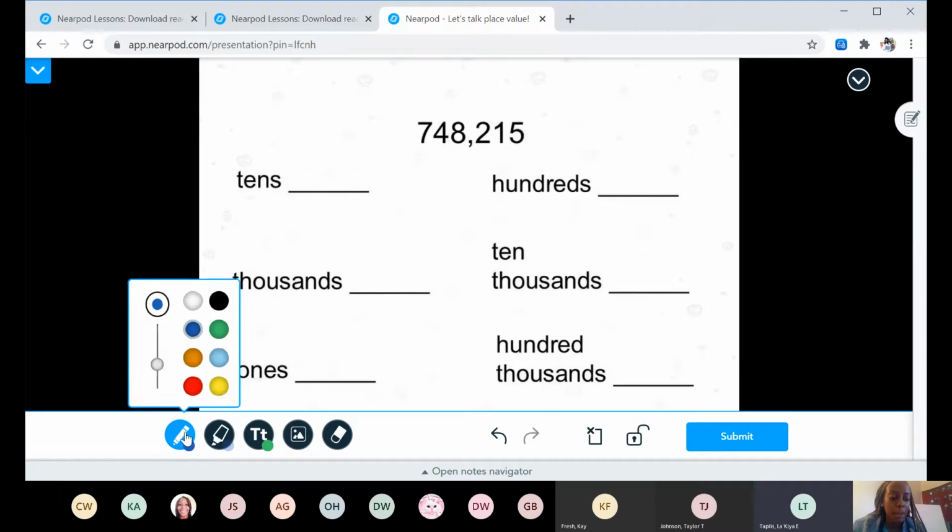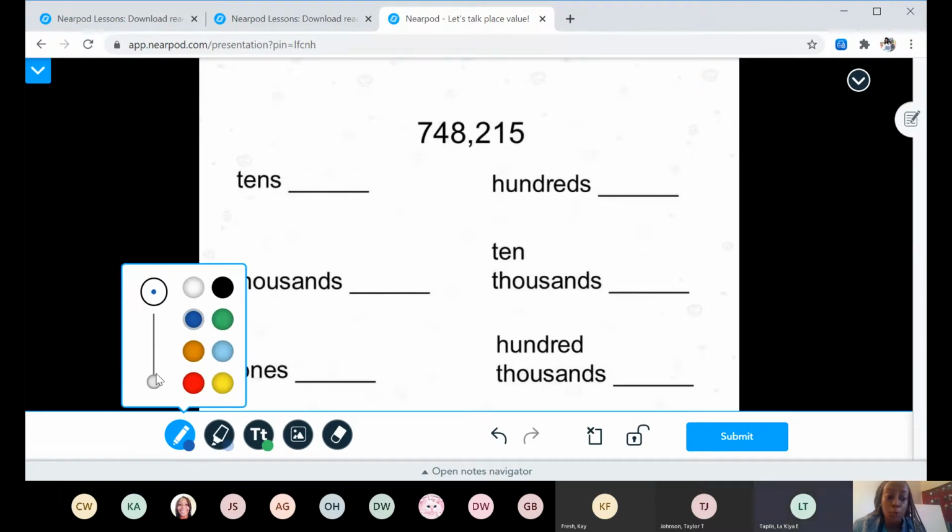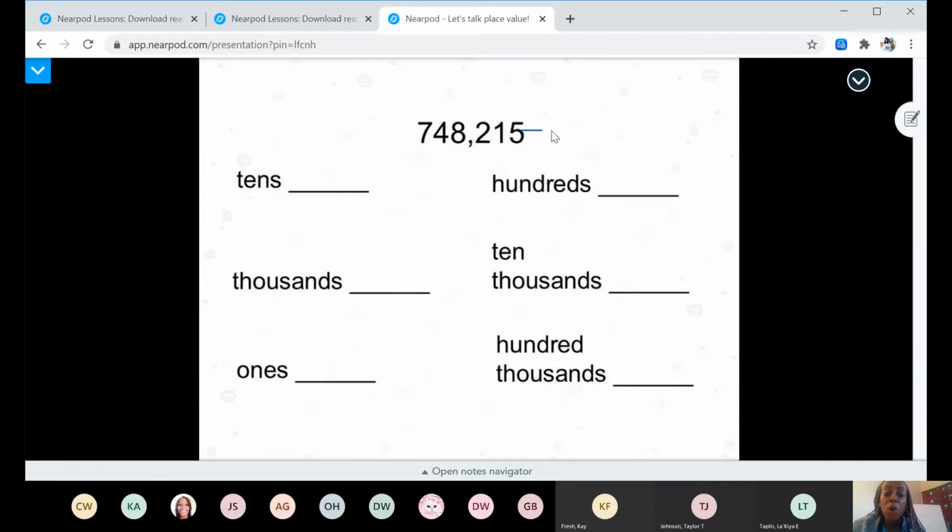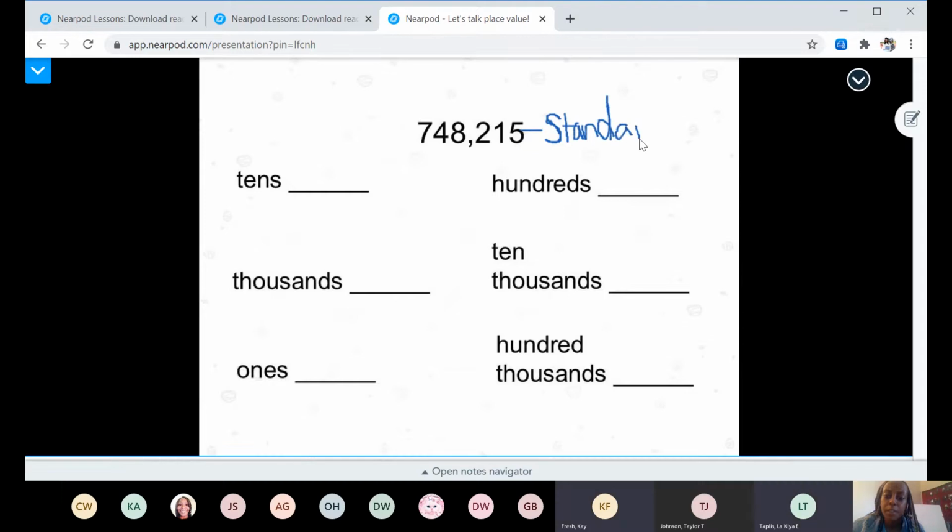The new number that we have is written in standard form. Remember, there are 3 types of forms that we read numbers in. We can read it in standard form, word form, or expanded form. Today we're just going to talk about standard and expanded form. Do we have another brave student that's going to read this number for us? Yes, Darnell, you ready?